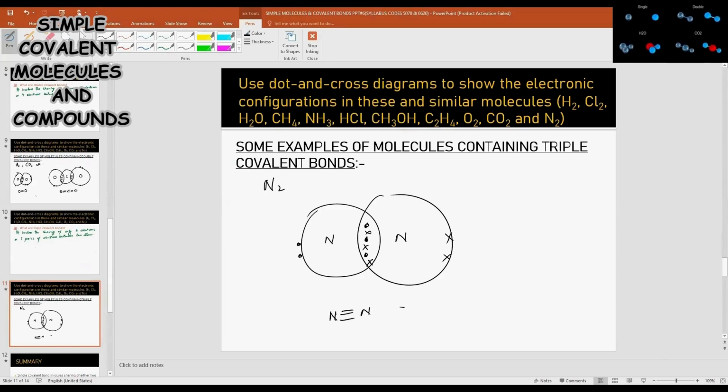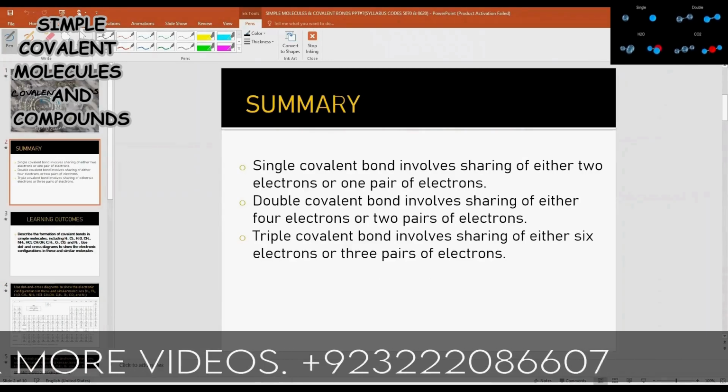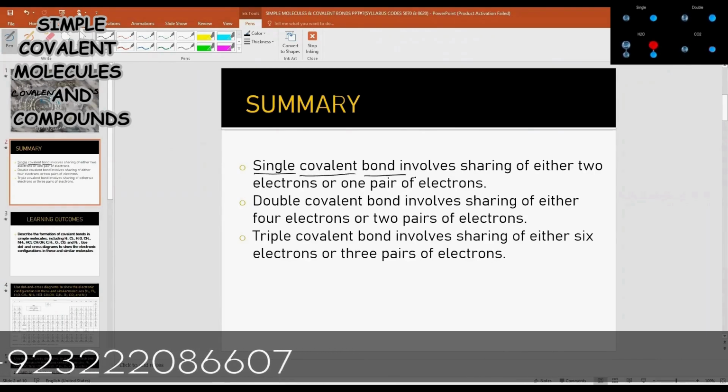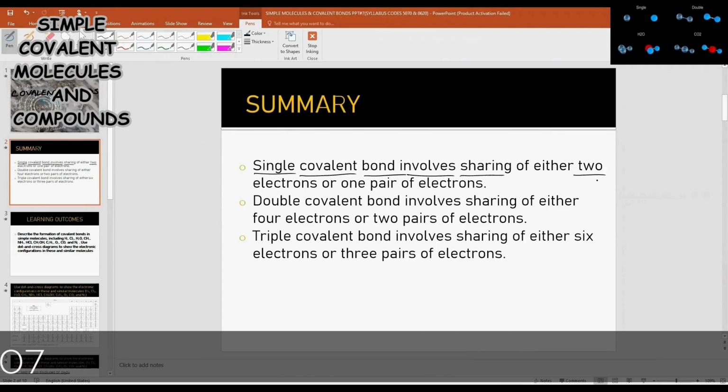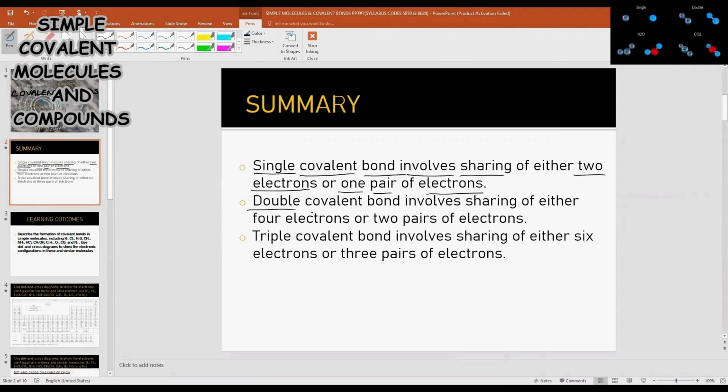So these dashes indicate the bonds. A single covalent bond involves sharing of either 2 electrons or 1 pair of electrons. A double covalent bond involves sharing of either 4 electrons or 2 pairs of electrons. A triple covalent bond involves sharing of either 6 electrons or 3 pairs of electrons.